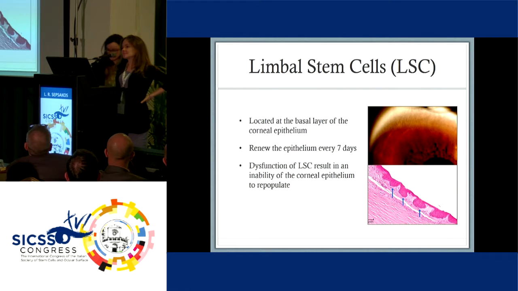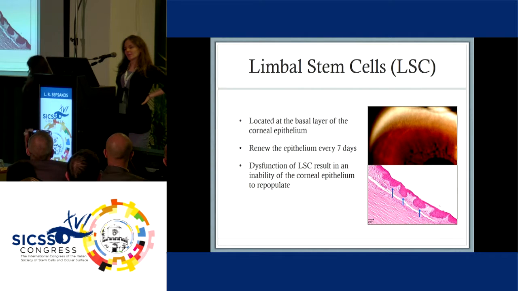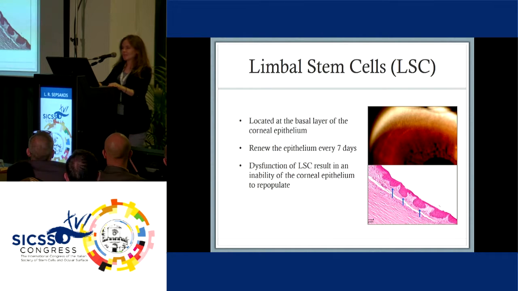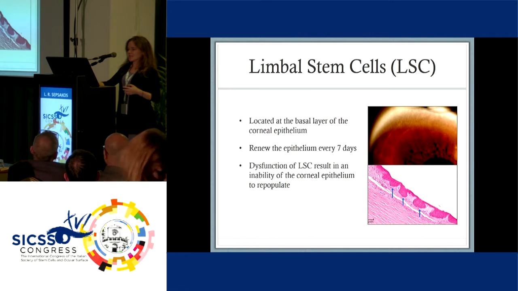So limbal stem cells are located at the basal layer of the cornea epithelium, and they're responsible for renewing the epithelium about every 7 days. When there's a dysfunction of these cells, you get an inability of the cornea to repopulate itself.